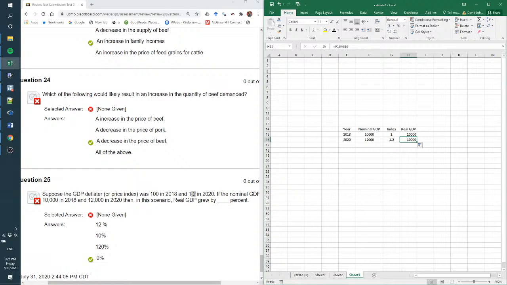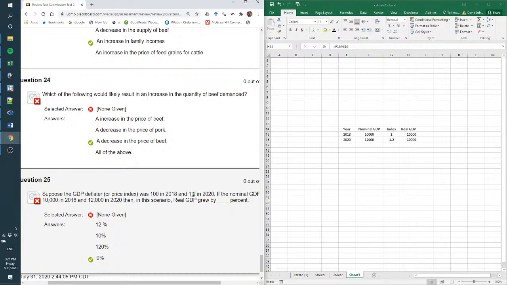Question number 25, like I said, has a very unfortunate typo in it. There should either be a 0.0 or a decimal point here, or this should just be 120. It's just a typo on my part. So I'm going to give a few extra points there too.